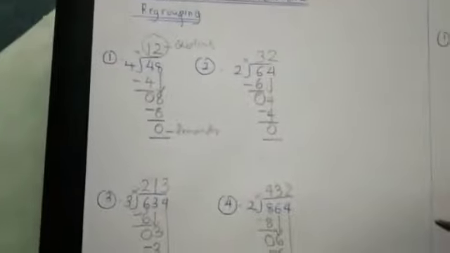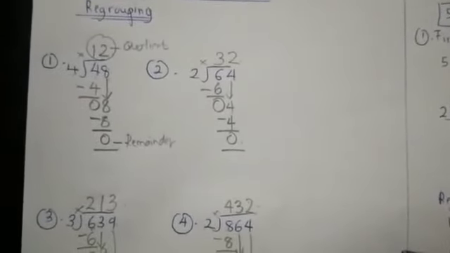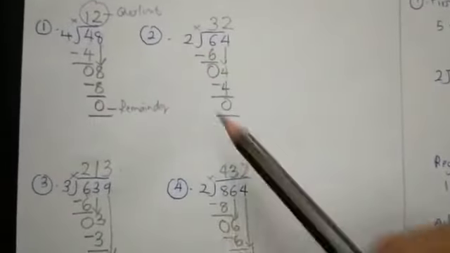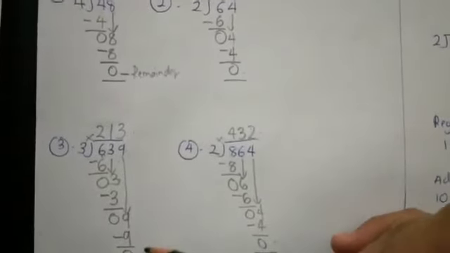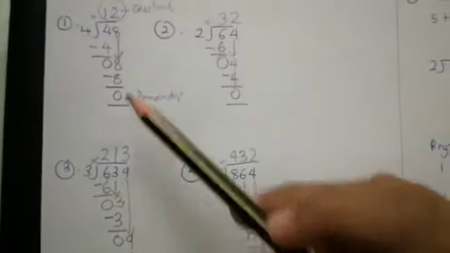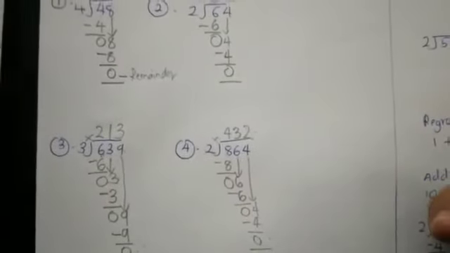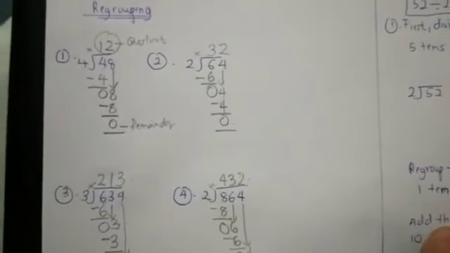So these are examples of how you do division without regrouping and without remainder. As you can see from these examples, there is 0 remainder. You can get the quotient, the answer, and there is 0 remainder. So this is for your lesson today. Thank you.